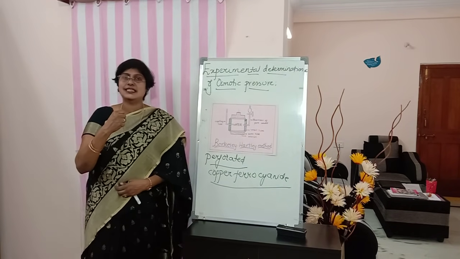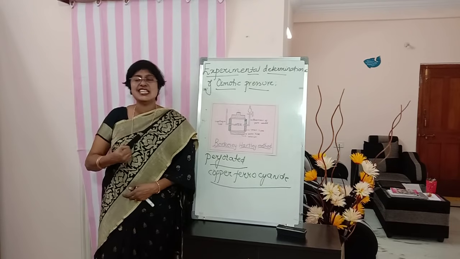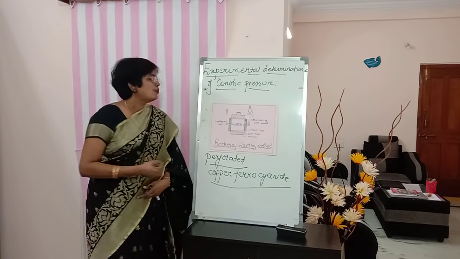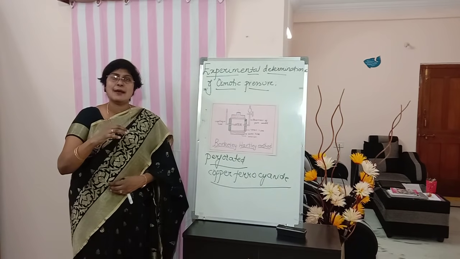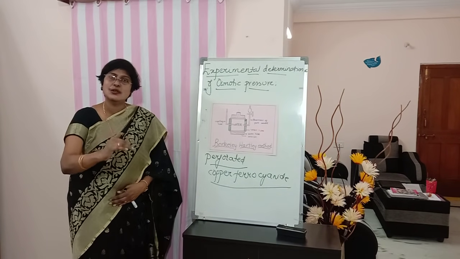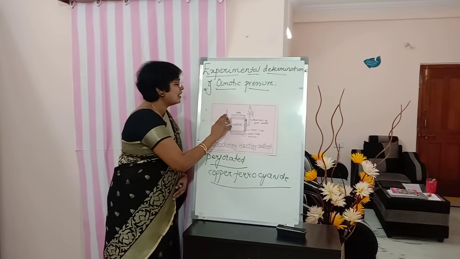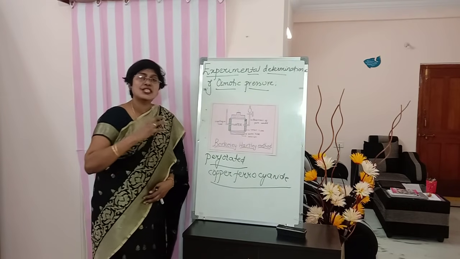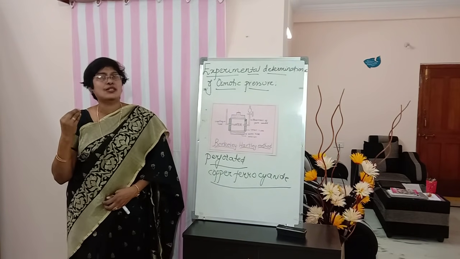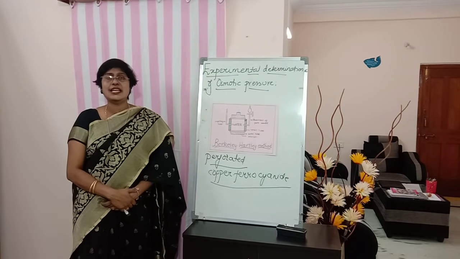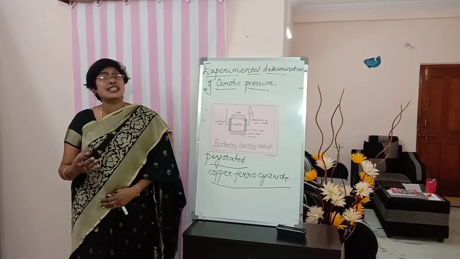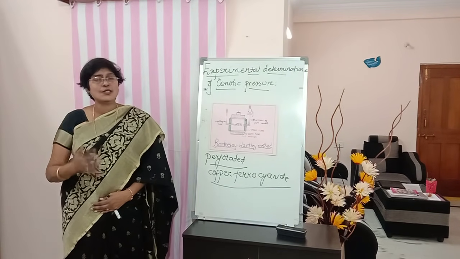So now what is done? Some pressure is applied with the help of the piston. Okay. So again what happens? The solvent goes back and the level comes to the origin, that is, the level of water comes to the original level in the capillary tube. Okay. And that means we are preventing osmosis, students.